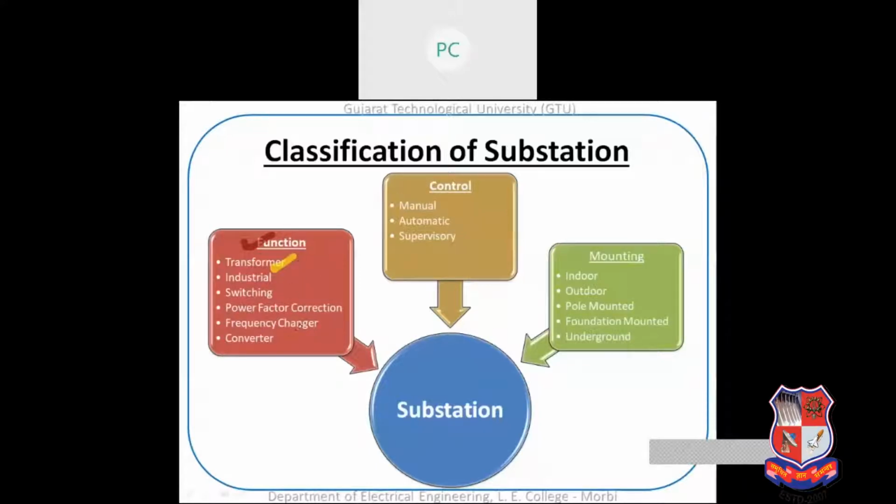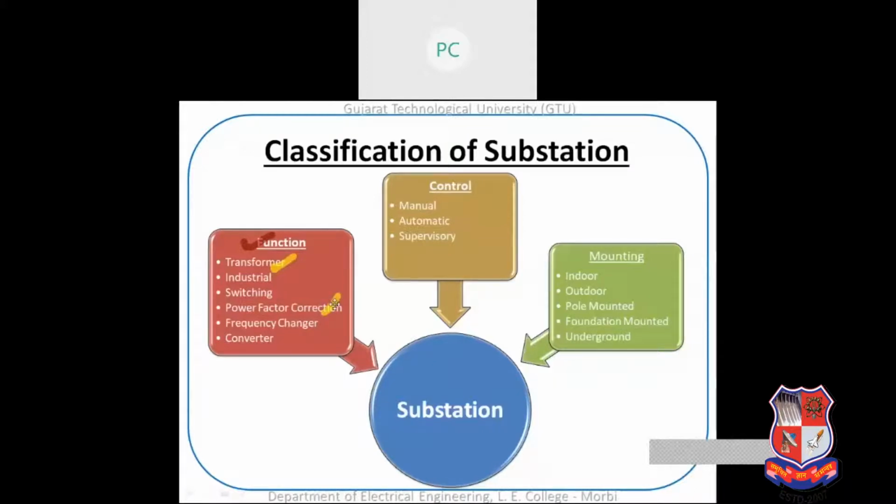Thereafter, according to the function, the next type of substation is the power factor correction substation. So we all know where we have to place this type of substation. We have to place this type of substation at the distribution end. Why? Because at the load end we need to improve the power factor. So power factor correction type substations are placed at the distribution end.